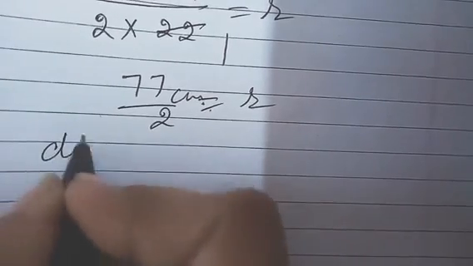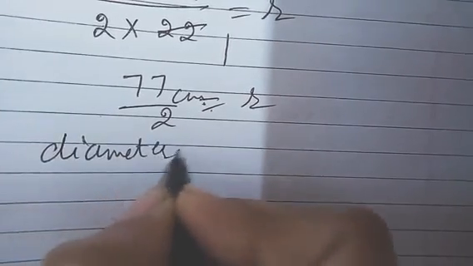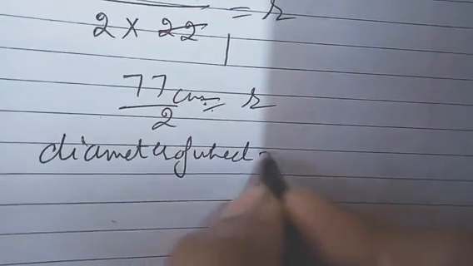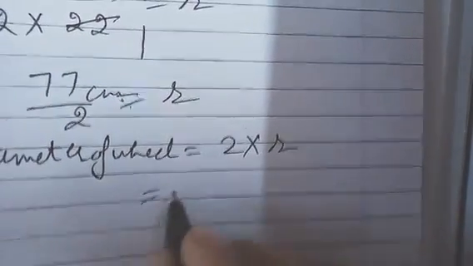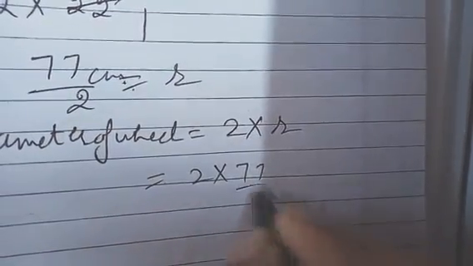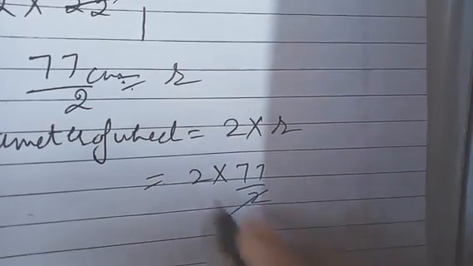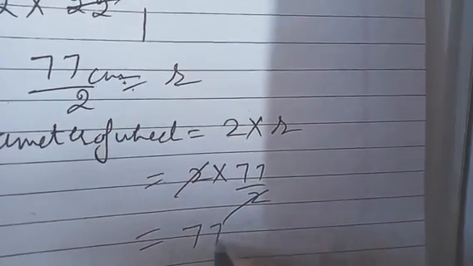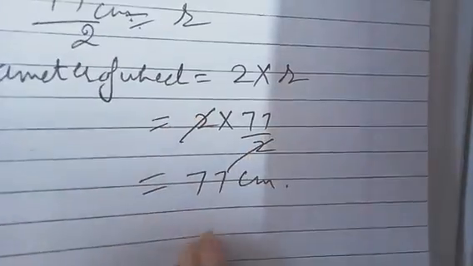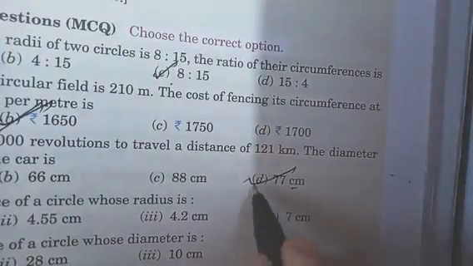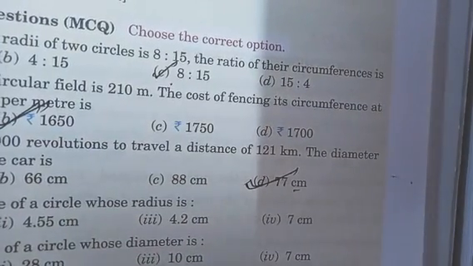But we have to find the diameter of the wheel. Diameter is equal to 2 multiplied by radius. 2 multiplied by radius 77 by 2, 2 cuts with 2. What will be the answer? 77 centimeter. It means the diameter of the wheel is equal to 77 centimeter. This is option D. Thank you.